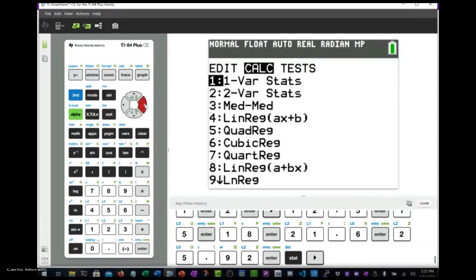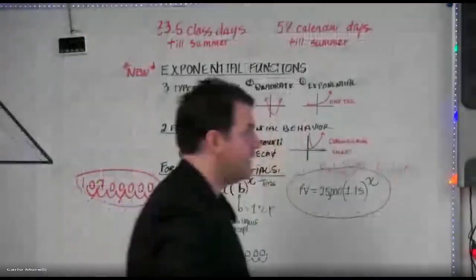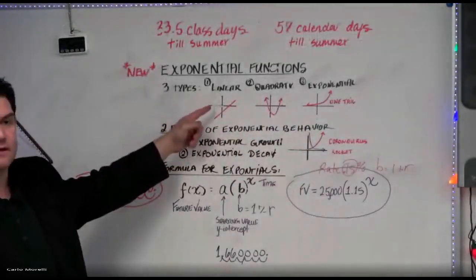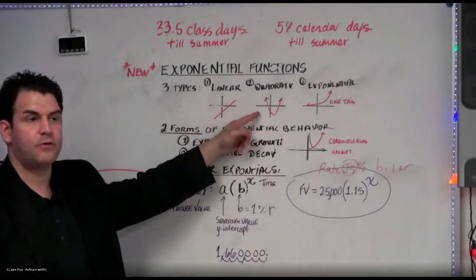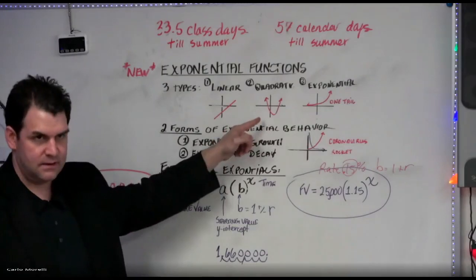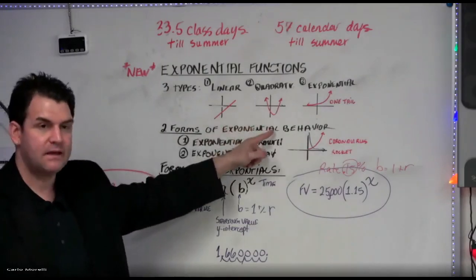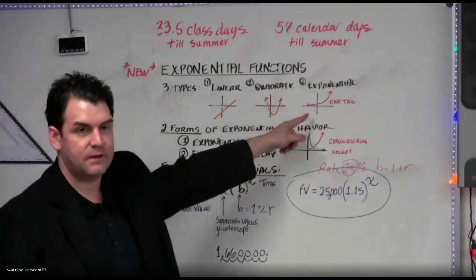Now, up until now, we've used lin reg, right? Now we know that the lin in lin reg means linear. Then there's another one we used before called quad reg. The quad means quadratic. So what do you think we're looking for this time?